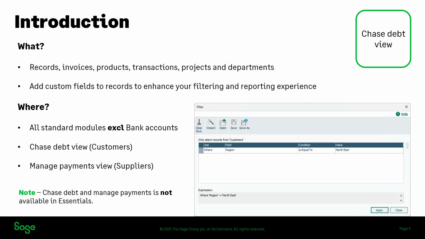Also, some of you may not know, if you haven't attended our custom field session, you can now add custom fields to your records. This has been in the software for quite a while now, where you can enhance your filtering and reporting experience. Those custom fields enable you to include additional data fields that are relevant to the company's operations. We're going to go through it shortly, but you might want to add in regions by your customers. You might want to add in customer types or supplier types, or what you apply to your customers.